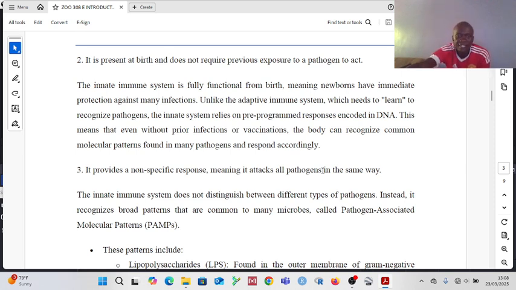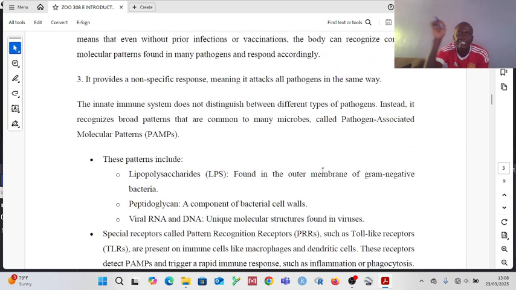The third characteristic is that it is non-specific. So it provides a non-specific response. A non-specific response means it attacks all pathogens in the same way.